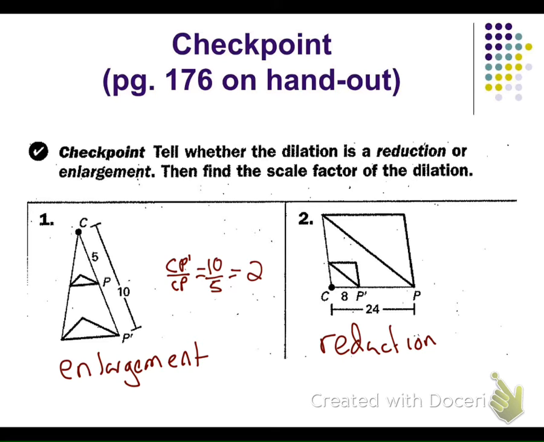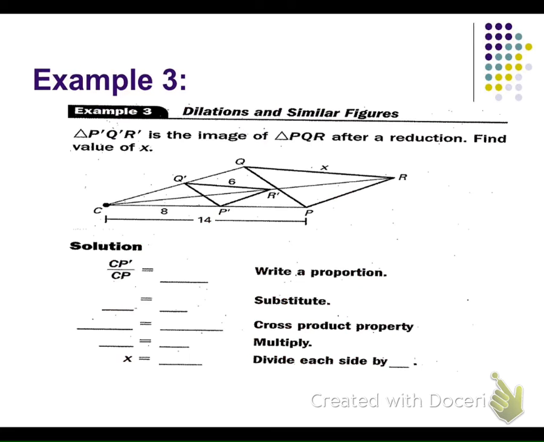Okay, over here, we have that same formula we're going to use. So we have CP prime over CP. CP, he just told us, is 24. Our CP prime is 8. So 8 over 24 reduces to 1 over 3. And that holds true because it's a reduction fraction. The scale factor that is true for one part of the image is true for the whole image.